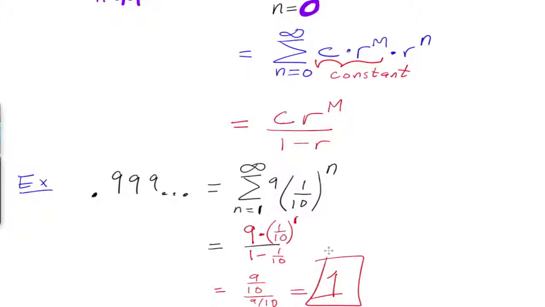Ta-da! So what did we learn today? That 0.9999999 is equal to 1.